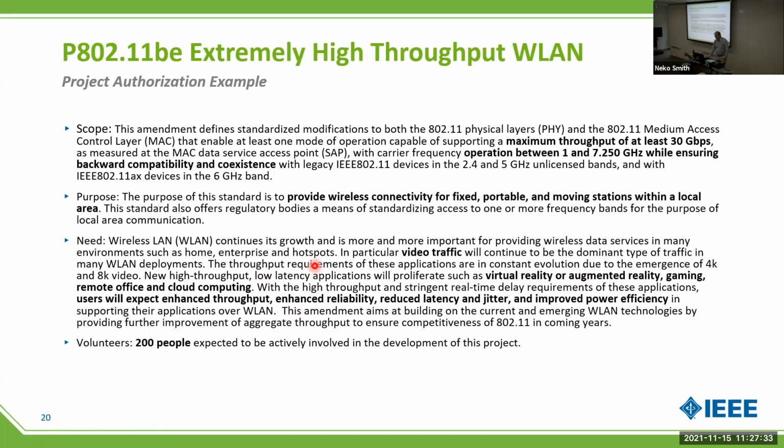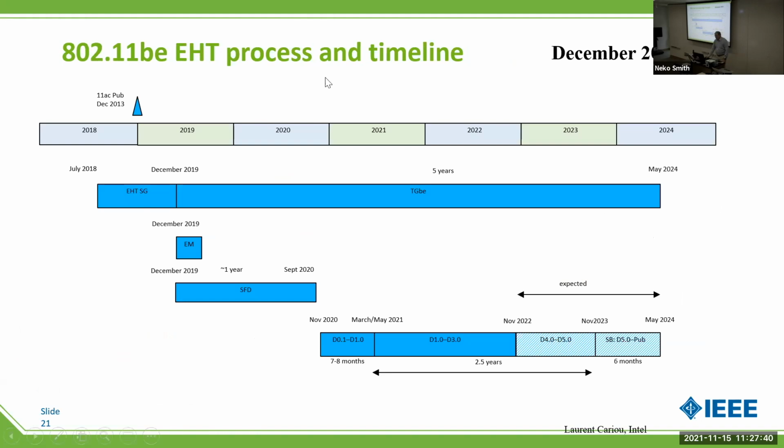When we reviewed this, we approved this a couple of years ago, and the project's right in the middle of development right now. Here's a timeline that was developed back in 2019, but it shows you that TGbe is expected to be ratified in 2024. We approved it in 2019, so we're looking at a 5-year time horizon to get the project done. And where we're at now is we're right in the middle of draft development. So it's a very long-term commitment.